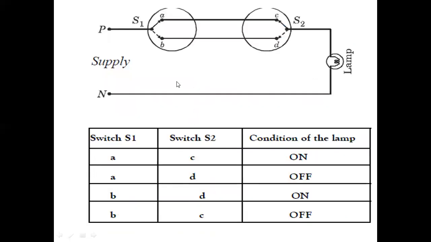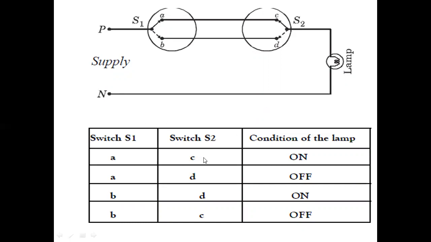So this is the diagram of the two-way control of lamp. This is switch 1, S1 is the switch 1, S2 is the switch 2. So this is the lamp and it's a phase and neutral. Whenever switch 1 is connected to the A terminal and switch 2 is connected to the C terminal, the current will be continuous from phase to switch 1 to A to C, and C to lamp, lamp to neutral. So whenever the supply is continuous from phase to neutral, then the lamp will be on.